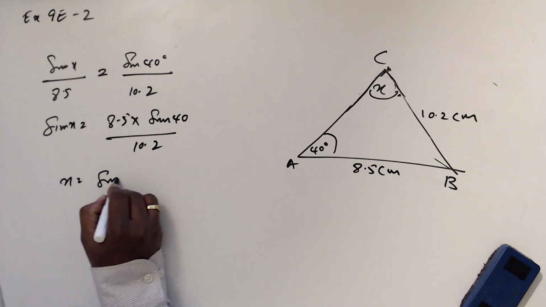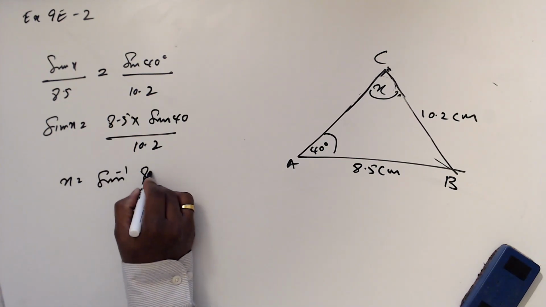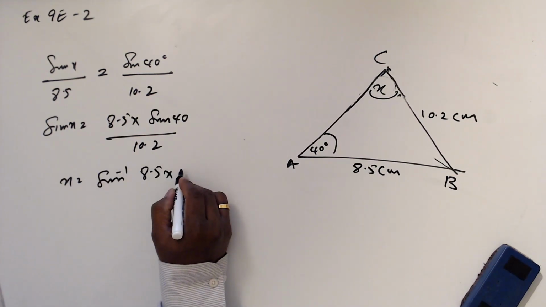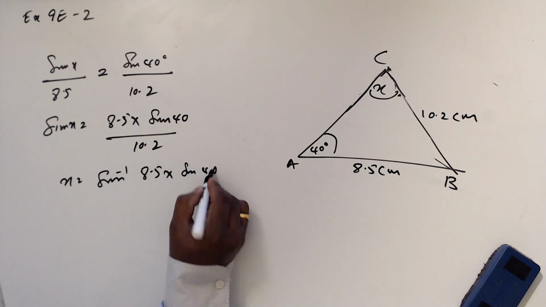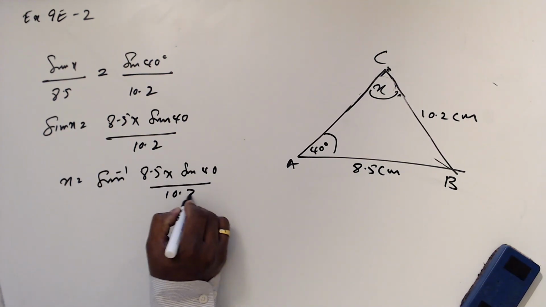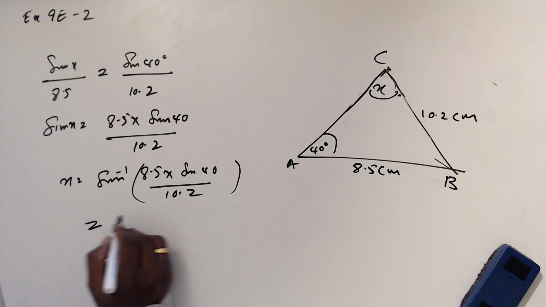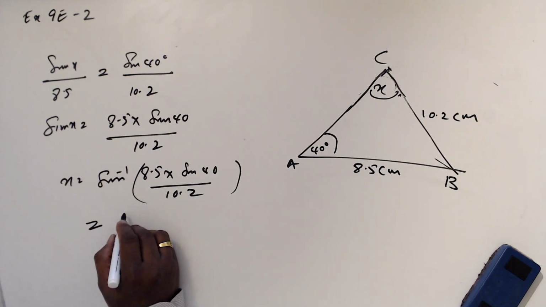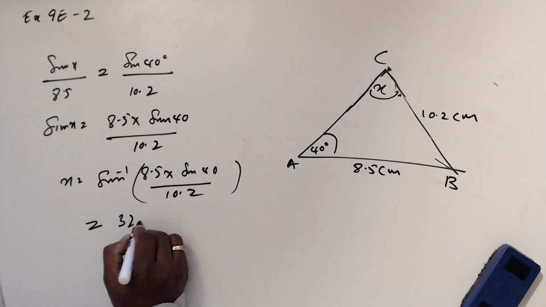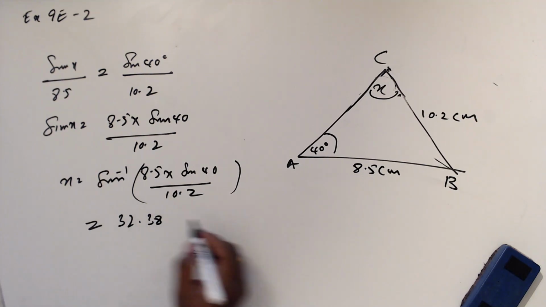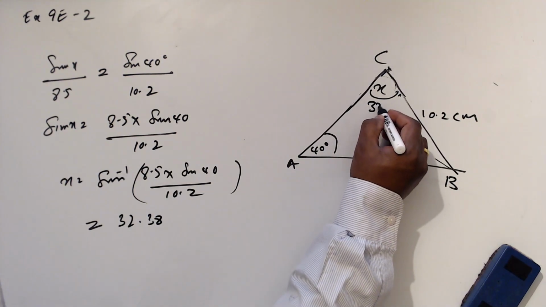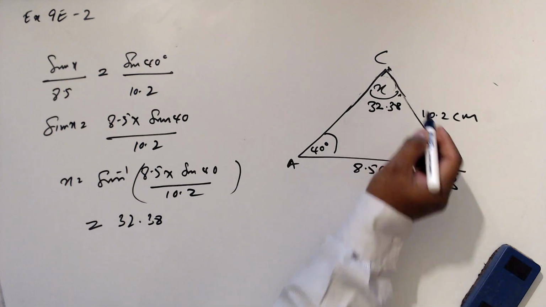x equals sine inverse of 8.5 times sine 40 over 10.2. So you'll get the answer 32.38. So this is 32.38.